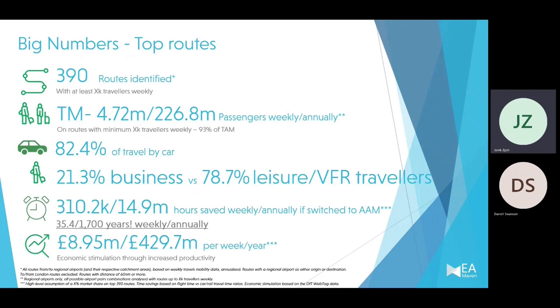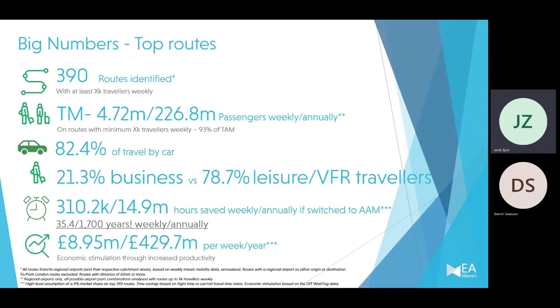And then we start going into some ridiculous numbers, and you can see we calculated on those 390 routes, you could save 310,000 hours weekly and almost 14.9, so almost 15 million hours annually. So it's a really ridiculous number.